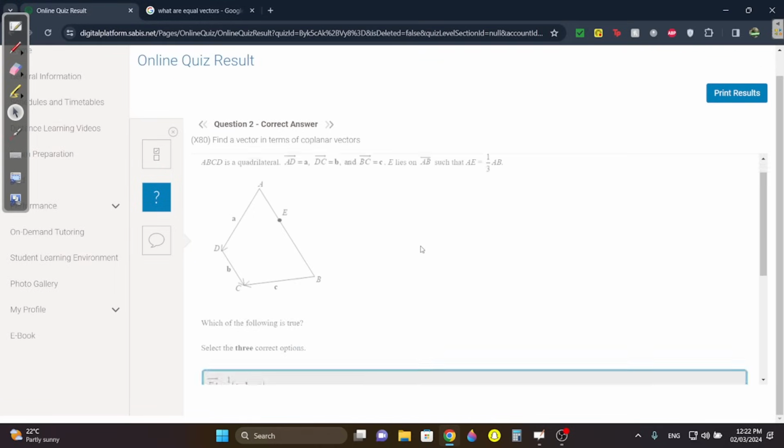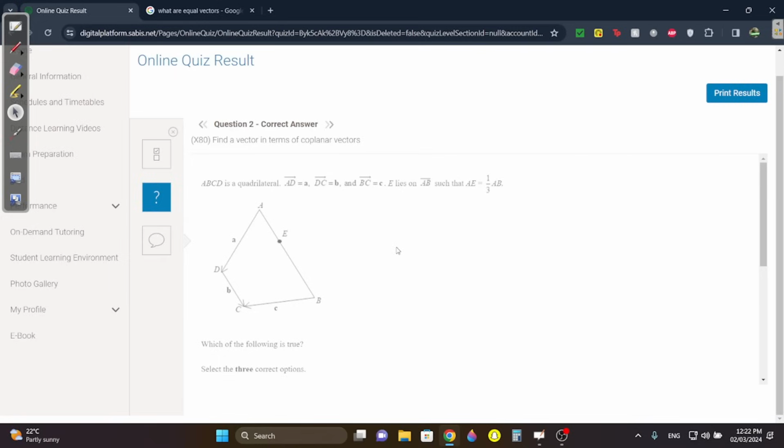Now adding vectors. This question looks scary, but it's really easy. You just have to focus a bit. The first thing I want to find is the side that you don't know. You have AD is vector A, DC is vector B, and BC is vector C.